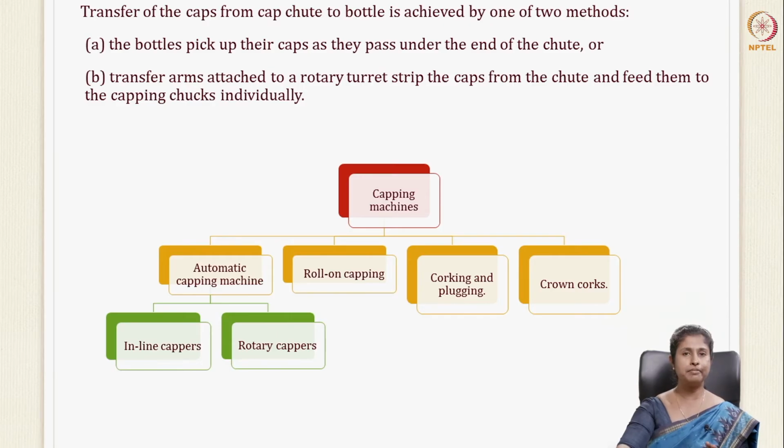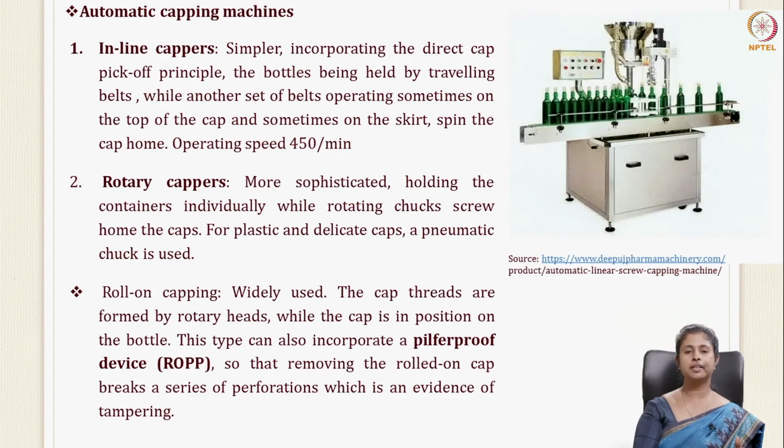So this capping machine can be divided into different parts. You have automatic capping machine, roll-on capping, corking and plugging, or crown caps. I'm sure you are all familiar with each of these caps, though the terms may not be very familiar. Okay, let's look at that one by one. We'll start with the automated capping machine which is divided into the inline cappers and the rotary cappers.